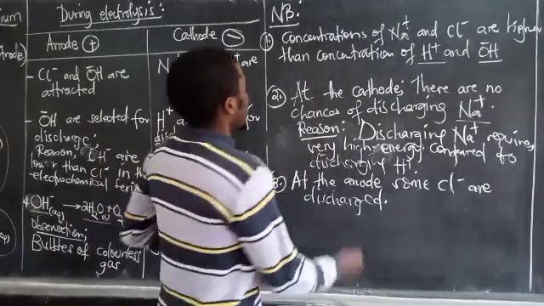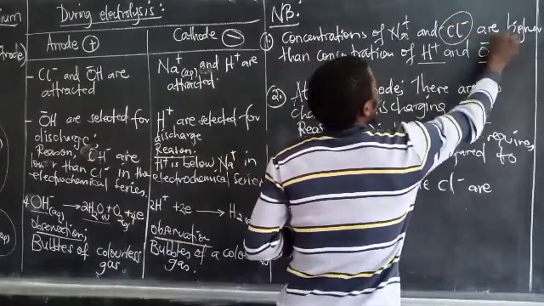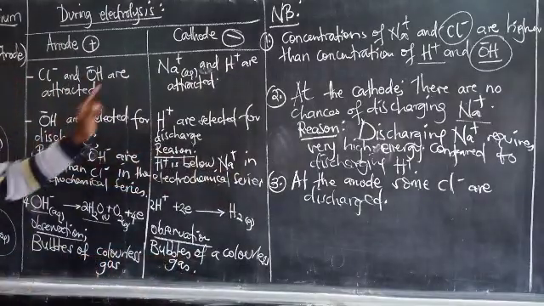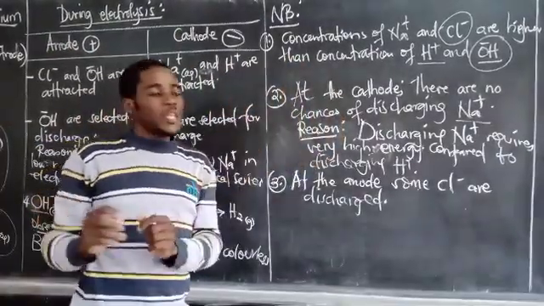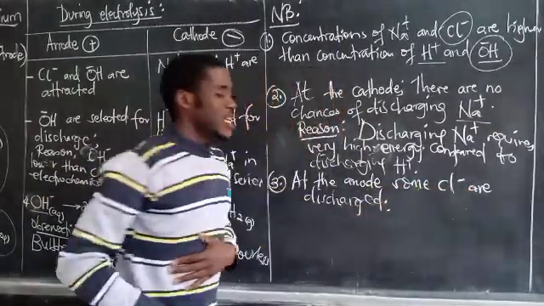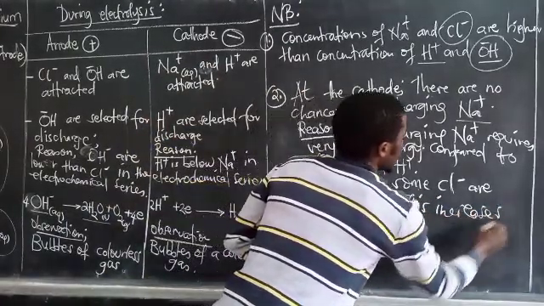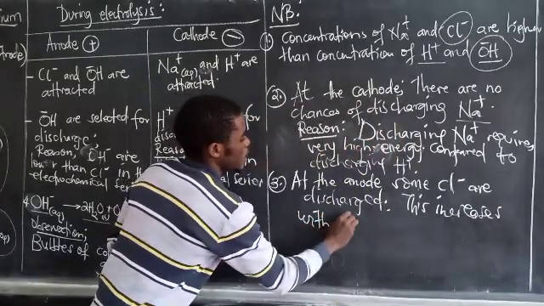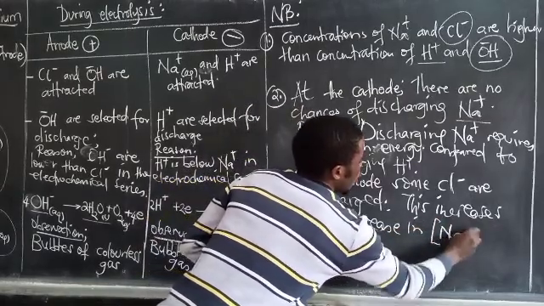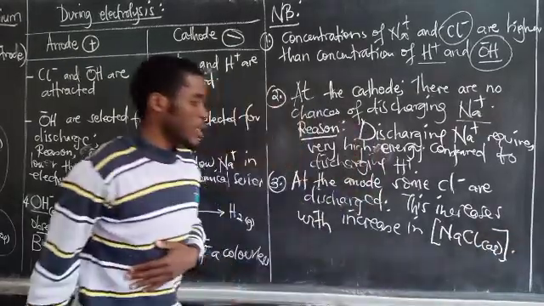And in addition, chloride ions are far in higher concentration than hydroxide ions, like we've said, because sodium chloride ionizes completely and it ends up forming many chloride ions. And therefore, we shall see that this chance increases with increase in concentration of sodium chloride solution. Of course, up to a certain limit.